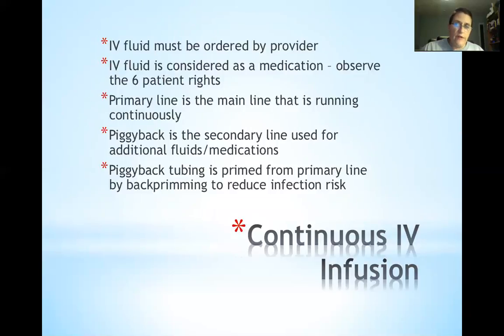We typically turn the secondary line off when it's not in use and leave the bag on the IV tubing and keep that system closed. We keep that all together. When you initially hang the tubing, you want to back prime the piggyback tubing from the primary line, so that you keep that system closed. This is going to reduce the risk of infection by keeping that line closed. So just know that back priming from the primary line reduces the risk of infection. This is the best way to do that.